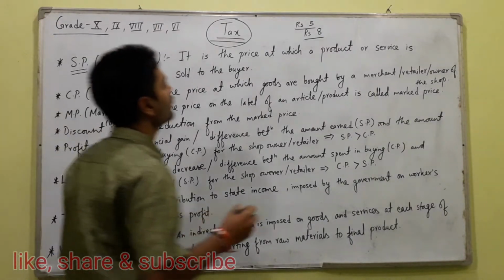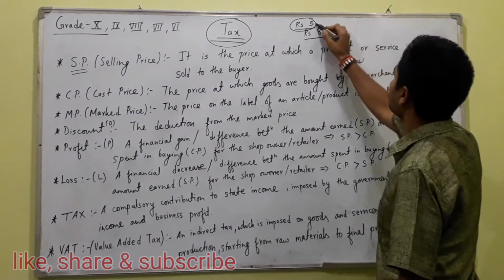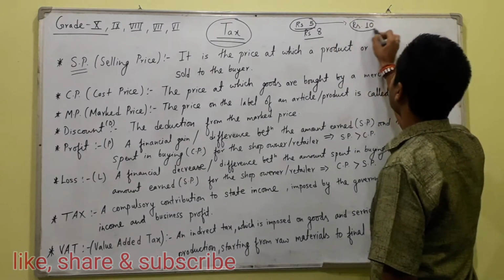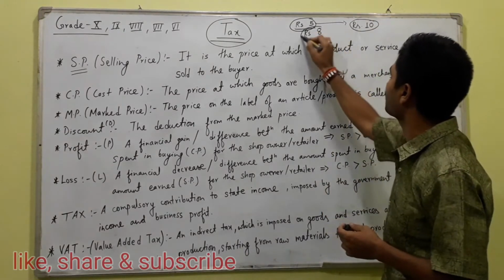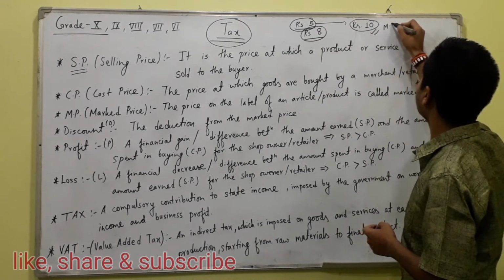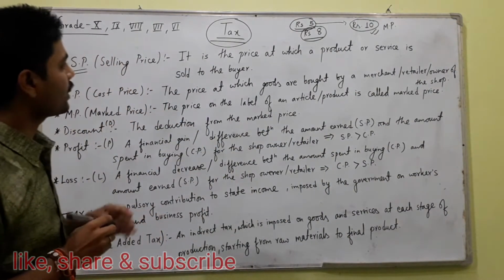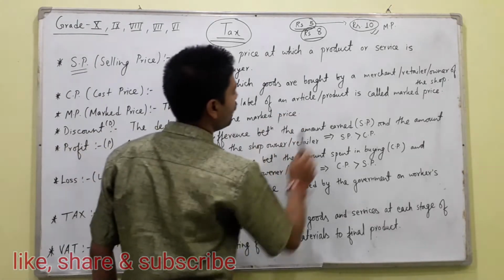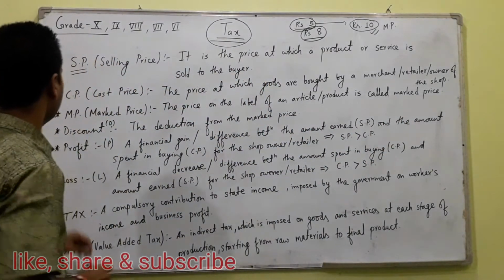When the retailer buys a pencil at rupees 5, he tries to sell that pencil at rupees 10. But you request some discount from the retailer, so he sells it to you at rupees 8. It means this rupees 10 was the mark price, the price at which the retailer wants to sell. The price on the label of an article or a product is called mark price.